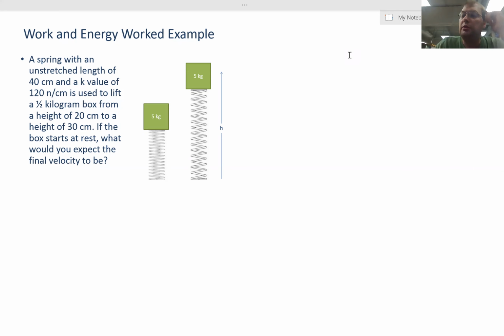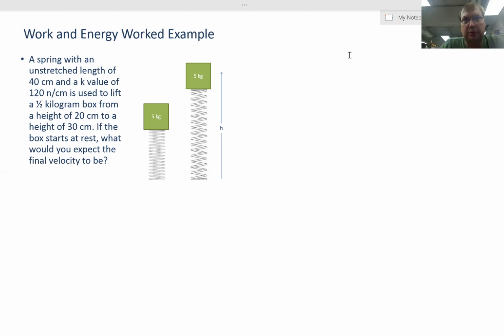Welcome to another work problem from Work and Energy. In this example, we're going to be looking at a spring. Now, the important thing, if you recall, with springs is to remember that the work or energy that can be completed by a spring is dependent upon the change in length.